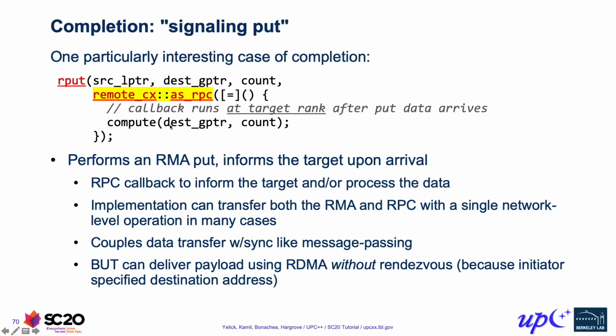In particular, all the metadata is provided by the initiator, and the receiver doesn't need to know anything. The only thing that the receiver needs is to be attentive, meaning that they are invoking progress either implicitly or explicitly, so that this callback eventually runs at the destination. So you can imagine taking our Jacobi example and moving the edge computation into an RPC callback as opposed to doing a wait and then doing it locally.